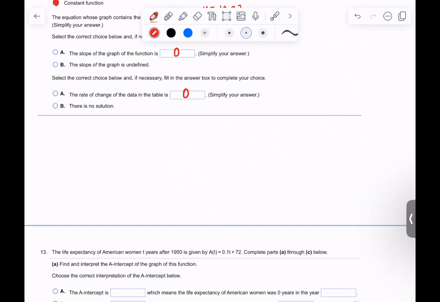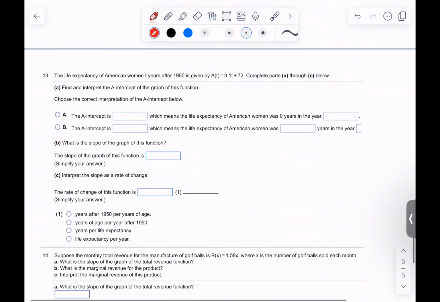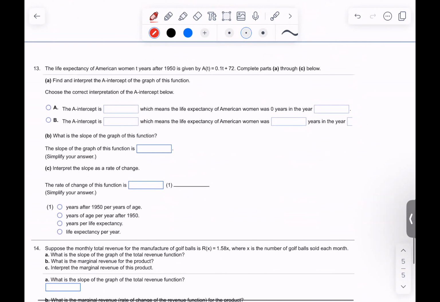All right, problem 13. The life expectancy of American women, T years after 1950. So we have linear data. T represents the number of years after 1950. It is given by A of T equals 0.1 T plus 72. Complete parts A through C below. Find and interpret the A-intercept of the graph of this function. Choose the correct interpretation of the A-intercept.